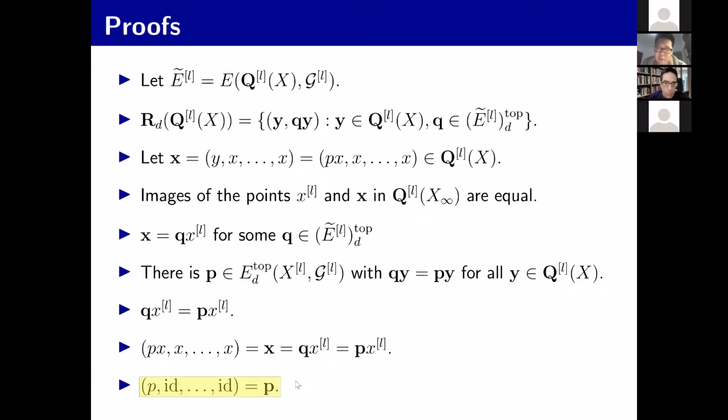Why can we get this? Because p belongs to ED top, and this is included in the automorphism of the system. So we can get this. But from this we can deduce that p is the identity.